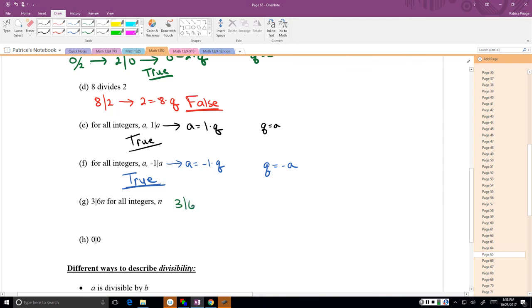3 divides 6n for all integers n would imply that 6n equals 3 times q, where q is a unique integer. Is there a unique integer q that would make this true? 2n. So yes, aka true.